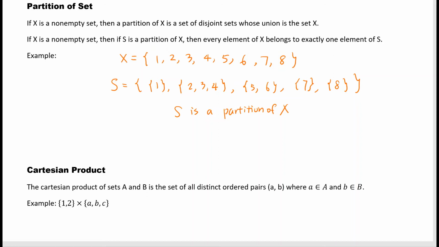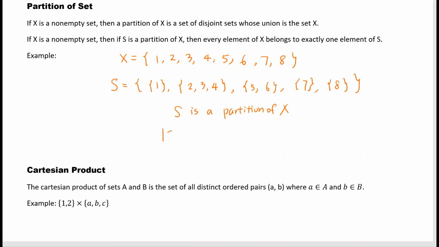And yes, so each element in the set X belongs to exactly one element of the partition. So each element in the partition is a set. That's why it makes sense to talk about elements belonging to the set, because in this case, the set is the element of the partition. Remember, we can have sets of sets.